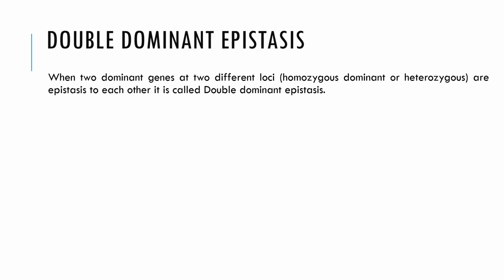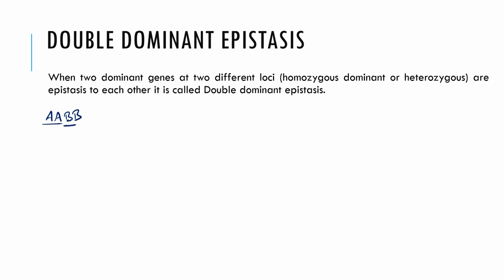the feathers in the shank region of the chicken. Two dominant genes present on two different loci, whether in homozygous or heterozygous condition doesn't matter, will affect each other's expression. So, for example, in chickens, two different genes, let's say capital A and capital B, these are homozygous dominant.